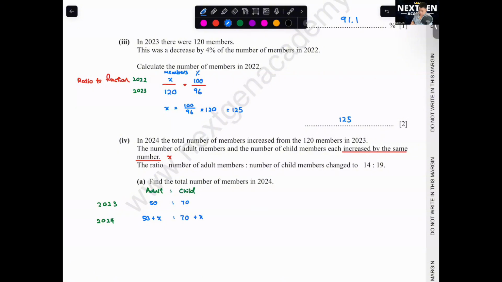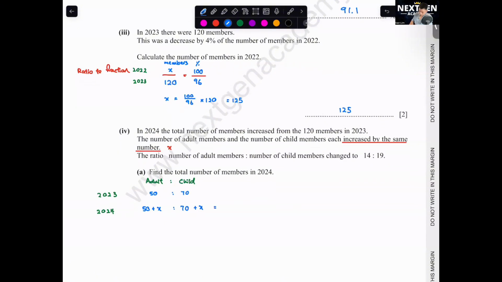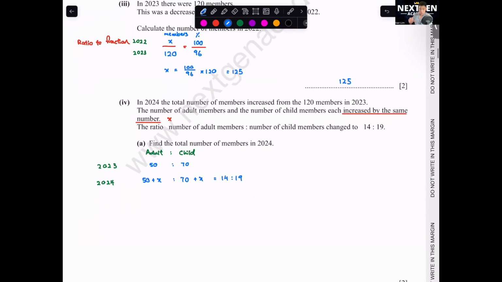Now the ratio becomes 14 to 19. So we need to write down this equation first. 50 plus X to 70 plus X becomes 14 to 19. How do we change this ratio and solve it? When we solve, you change it into a fraction, same as what we just did above. 50 plus X over 70 plus X equals 14 over 19.